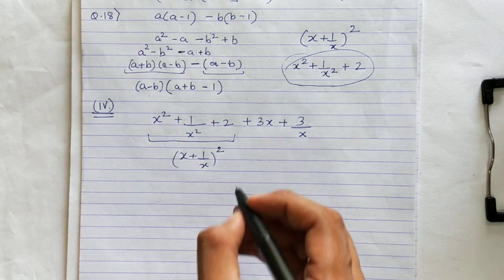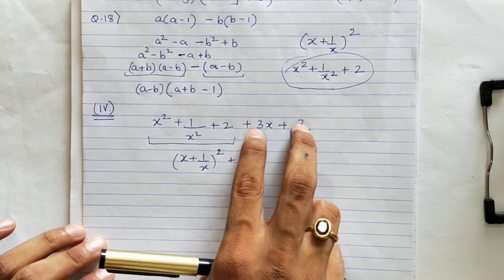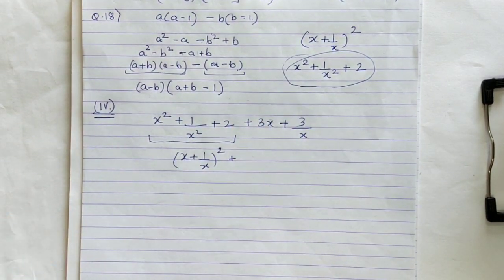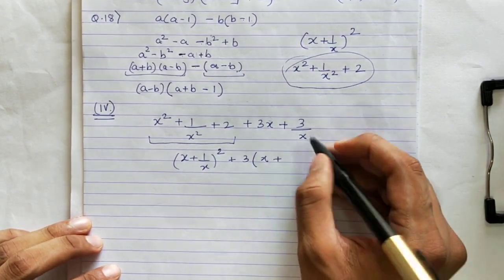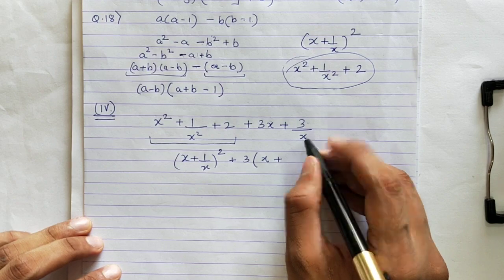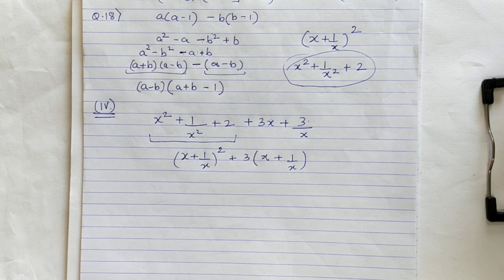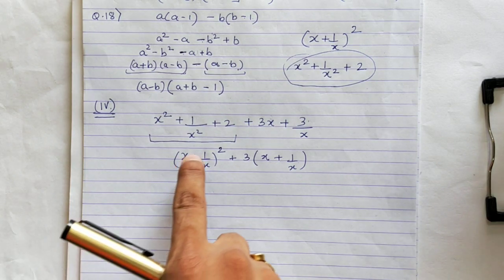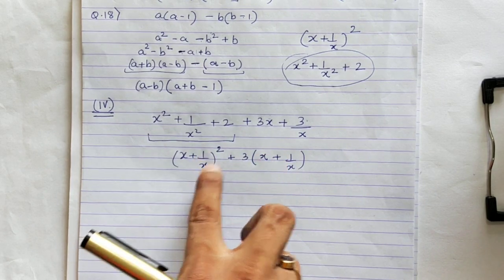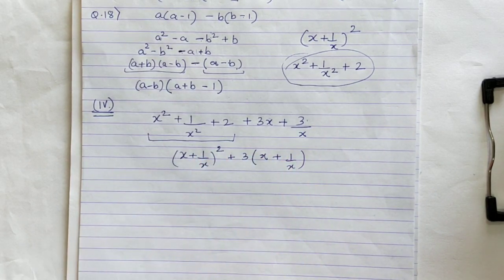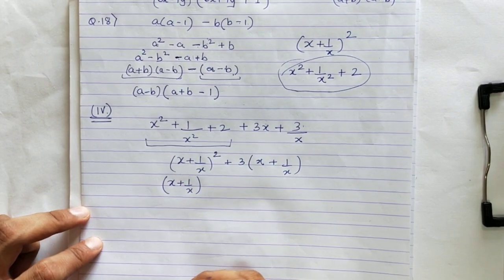Okay, and then from this term and this term, I can take 3 common from the numerator. So 3 will come common here. What will remain here? X plus, here if 3 is taken common, 1 upon x will remain. Now from this term and this term, I can take x plus 1 upon x common. Correct? So I'll take x plus 1 upon x common.